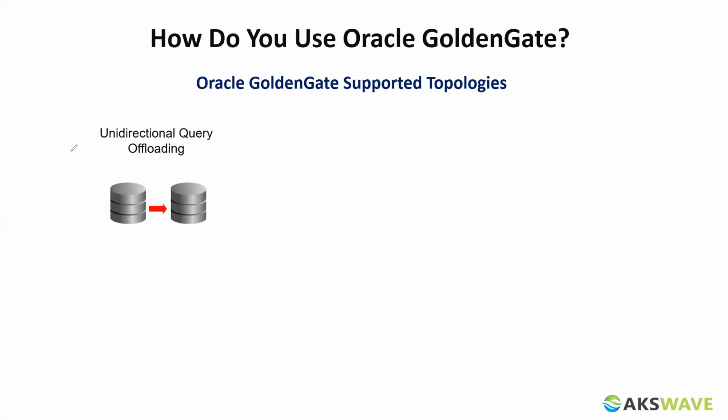The one basic method is what is called unidirectional, right? Query offloading or replicating, unidirectional, one way. So whatever changes are happening on this database, now GoldenGate is responsible to apply them into another database. This is called unidirectional, one to one and only one way.